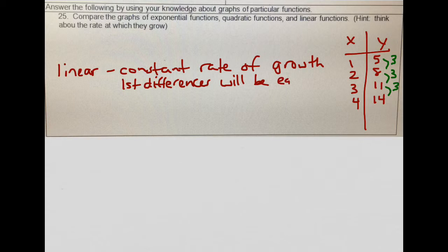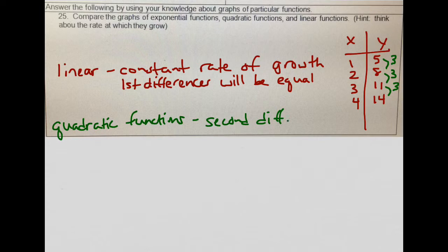So whenever we have a table of values, we can look at those and see. If we're just looking at the graph, we can see if it's a line, that it's linear. Next, let's look at quadratic functions. Quadratic functions don't have a constant rate of change, but we know that their second differences will be equal.